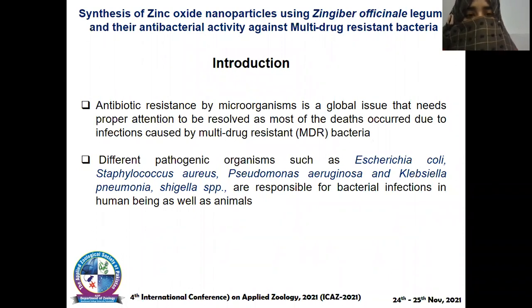In the introduction, antibiotic resistance by microorganisms is a global issue that needs proper attention to resolve, as most of the deaths occur due to infection caused by MDR bacteria. These pathogenic organisms like Escherichia coli, Staphylococcus, Pseudomonas aeruginosa, Klebsiella, and Shigella are responsible for bacterial infection in human beings as well as in animals.